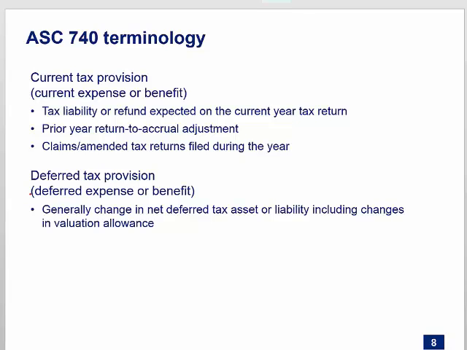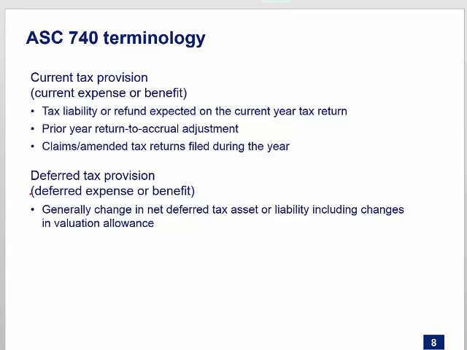So the first two terms that I've described here on this slide are the current provision and the deferred provision. If you remember from a couple slides ago, I said that the two objectives of ASC 740 were, first, to figure out the taxes payable or receivable, and second, to compute your deferreds. These two terms, the current tax provision and deferred tax provision, are really just the opposite side of the journal entry for those two objectives.